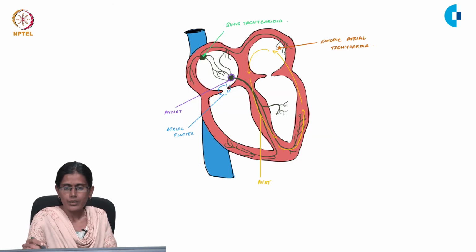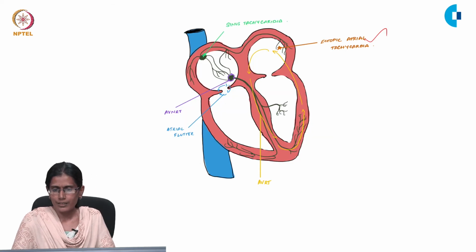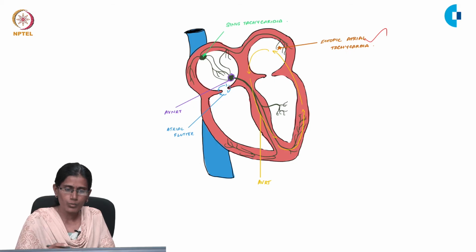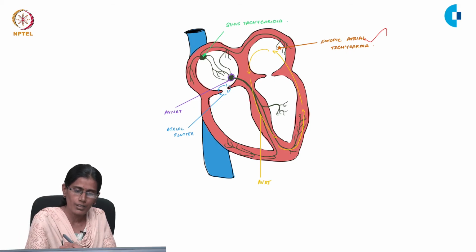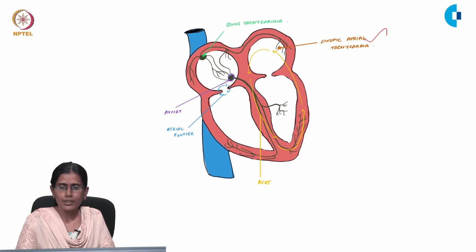Next we are going to discuss ectopic atrial tachycardia. So there are atrial impulses formed, and these impulses will be conducted to the atrium to activate it, as well as the ventricles via the AV node.